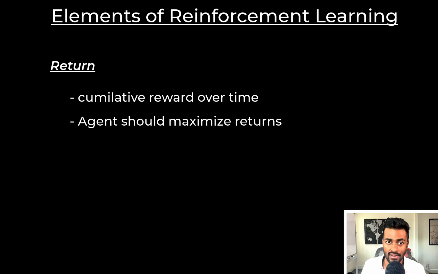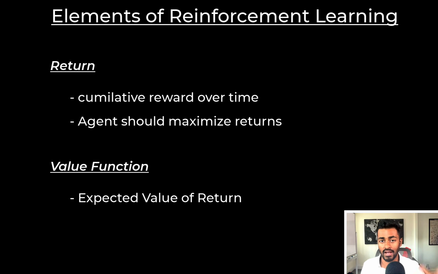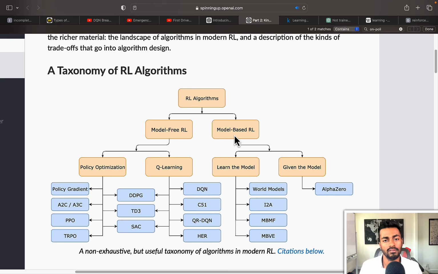So the goal of our agent would be to maximize this return. And then we have a value function that quantifies the expected value of return. Typically, it's the basis of maximization for certain models such as Q-learning, where we try to optimize this value function itself. Reinforcement learning algorithms can also be bifurcated based on whether they are model-free reinforcement learning or model-based reinforcement learning.